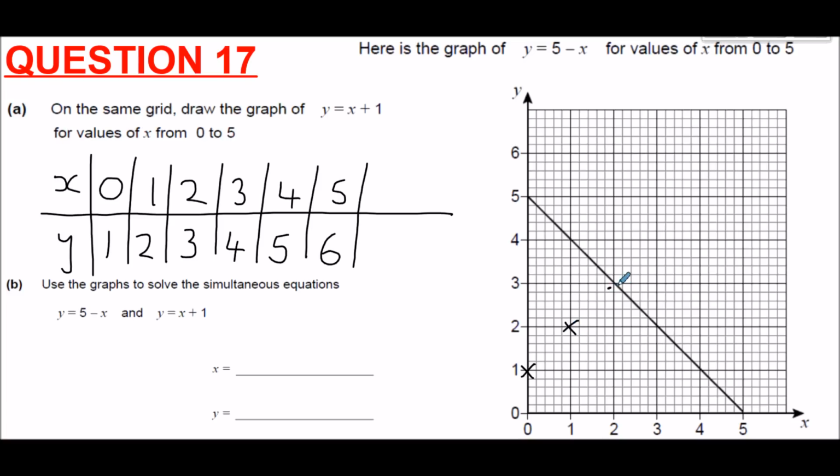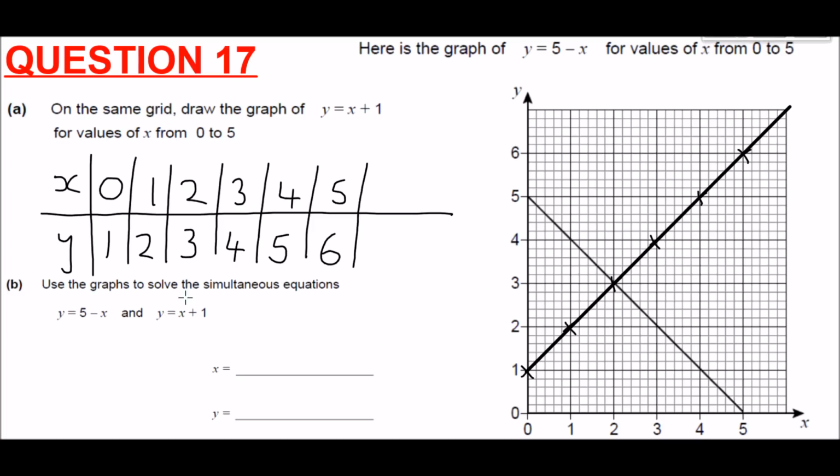What's going to happen is, again, it's going to be a straight line going up, and we'll cross the line which has already been drawn on. So we can just draw a straight line going through these points. So that's the graph drawn.